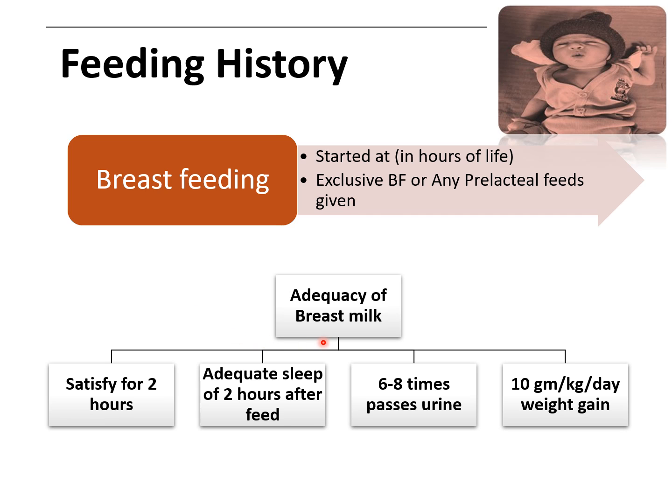Then we have to ask some relevant points to assess the adequacy of breast milk. Whenever there is adequate breast milk, baby will be satisfied for 2 hours and baby will take adequate sleep of 2 hours after feeds. And baby will pass 6 to 8 times urine in a day. And also there will be a weight gain of 10 gram per kilogram per day. So these things we have to ask to assess the adequacy of breast milk.